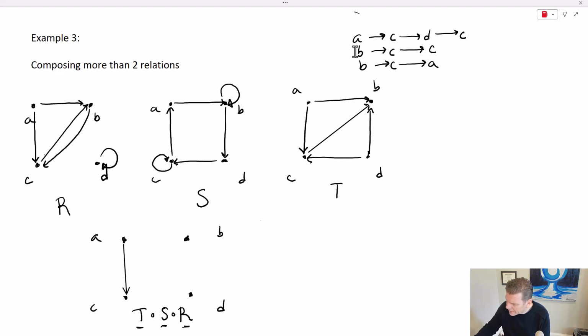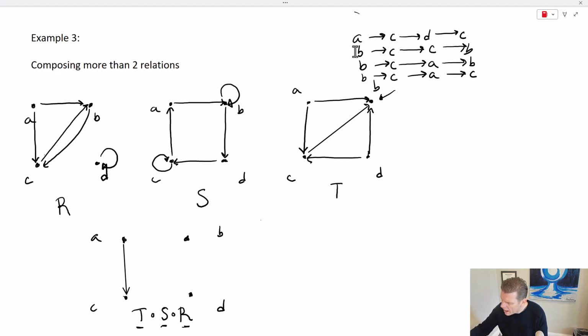At C, I've got to go back out to B, right? That's this line right here. And then I'll see that A is going to go to B. And I also have A going to C. So I have now B goes to C, goes to A, goes to C.